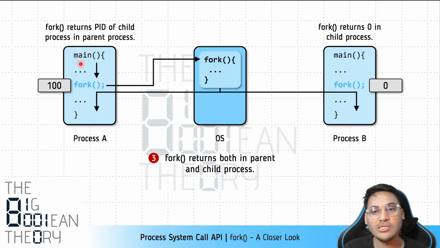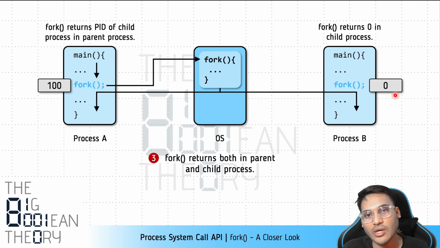So for example, let's assume that the PID or the process ID of process B is 100. So in process A, that is the parent process, this 100, that is an integer value, the process ID of process B, will be returned. Whereas in the case of the child process, a special value of 0 is returned, right? So as you can see, the fork system call returns twice.